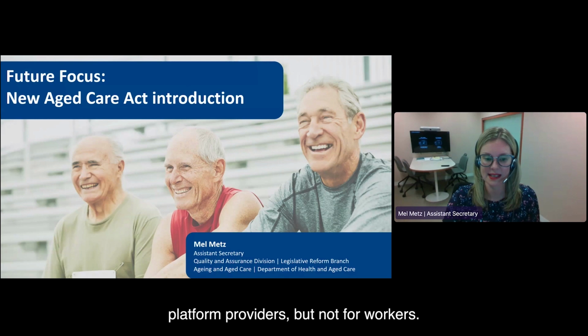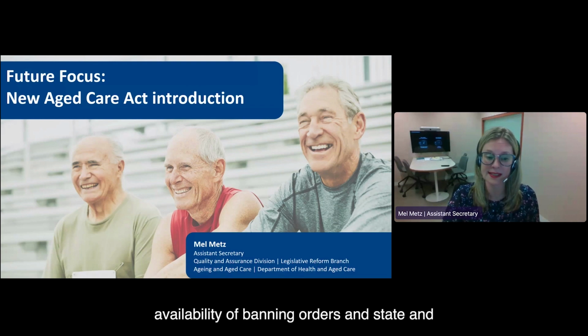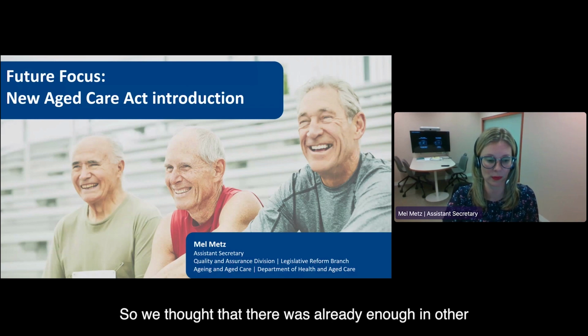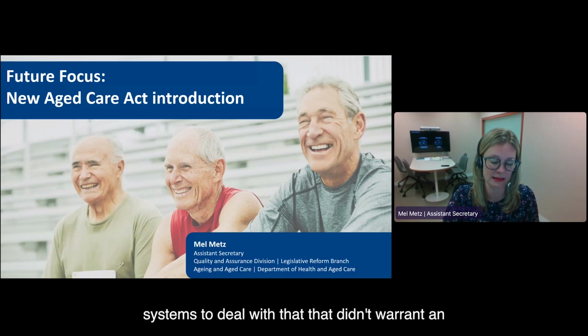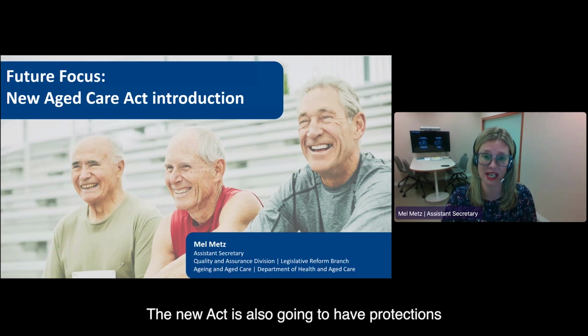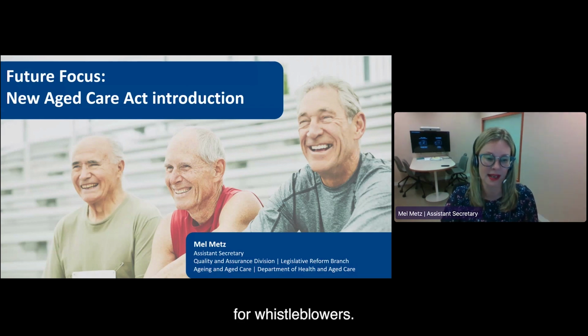but not for workers. And the reason for that is that there is the availability of banning orders and state and territory laws to manage problematic worker behaviour. So we thought that there was already enough in other systems to deal with that, and it didn't warrant an additional duty being placed on workers. The new Act is also going to have protections for whistleblowers.